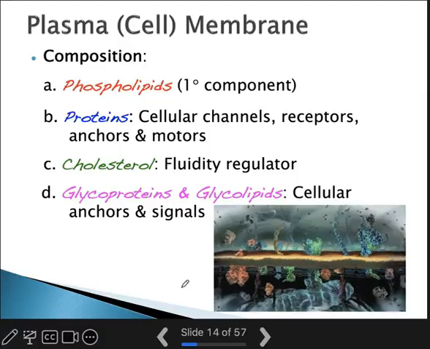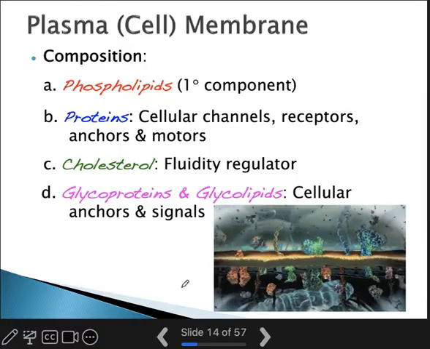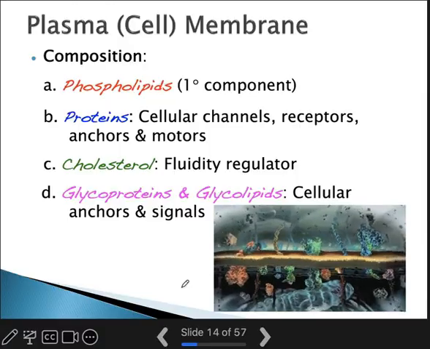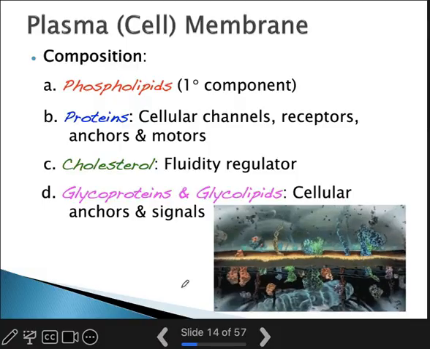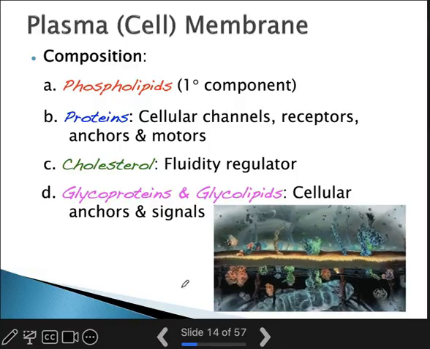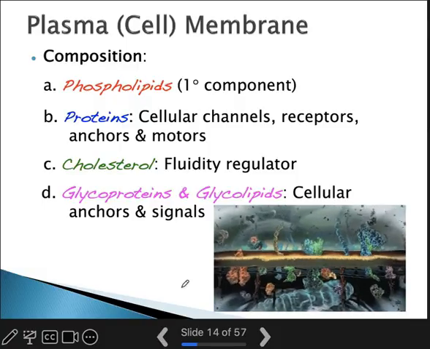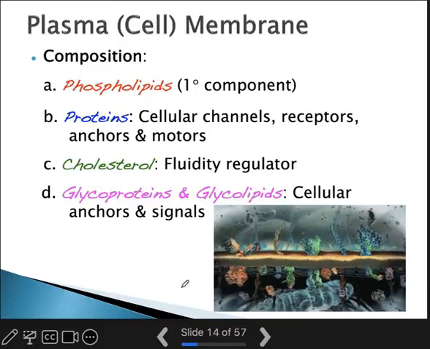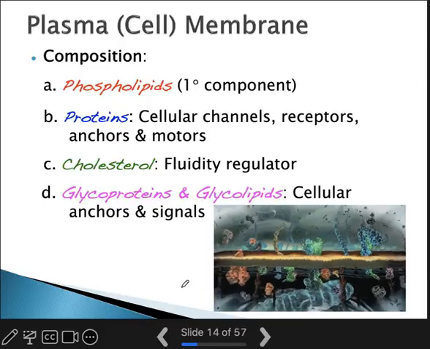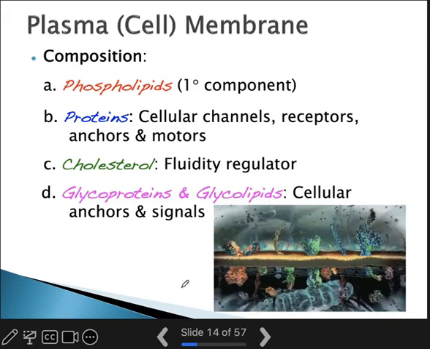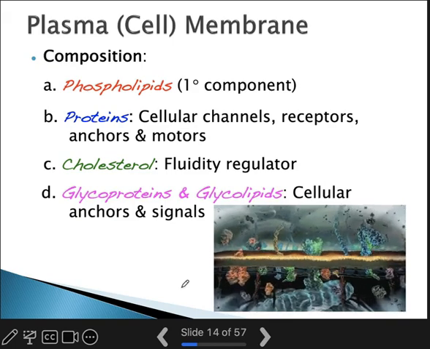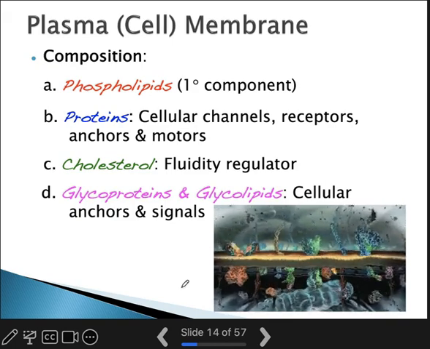So in this case, we're going to start off with what are the components of this plasma or cell membrane. And we're going to find out that the primary component of all cell or plasma membranes are going to be phospholipids. Embedded within the phospholipid bilayer, we're going to find proteins, which add some additional function to the cell membrane.